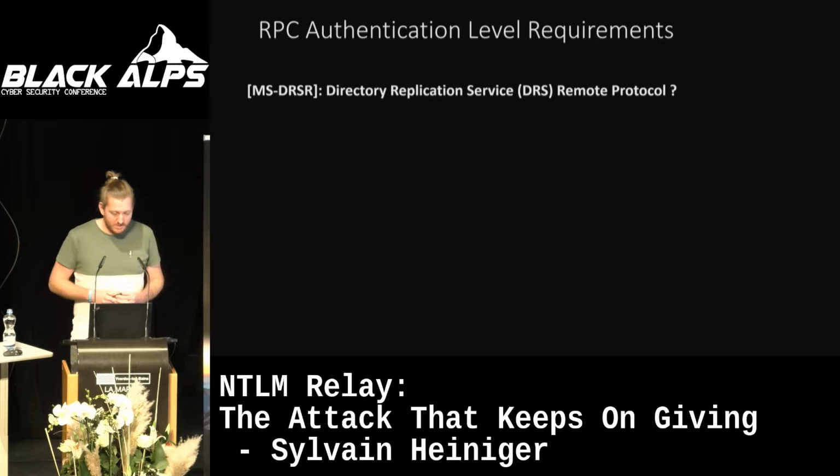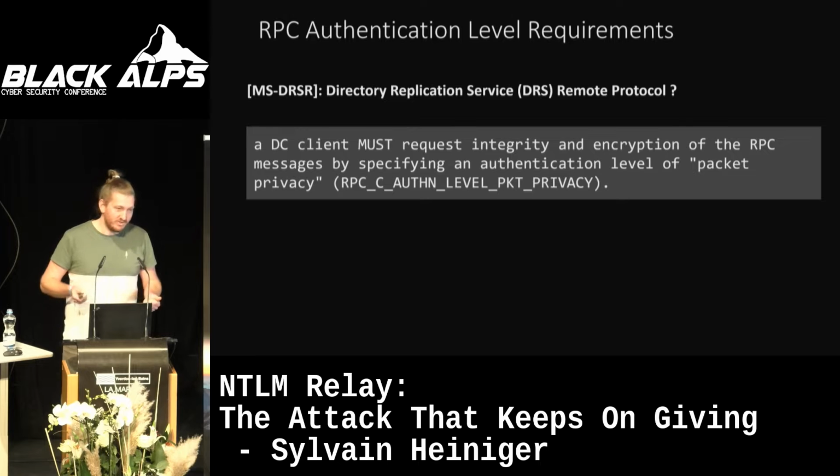Another one that might be interesting is the directory replication service protocol. This one is used for domain controllers to synchronize. It's also known as a DCSync attack. So if we could relay the authentication of a domain controller, then we could have access to all the credentials of the domain. This would be awesome. So we look at the documentation again. It says the DC client must request integrity and encryption. That sounds quite bad. Apparently they thought about that and they request the highest authentication level. So this doesn't work.